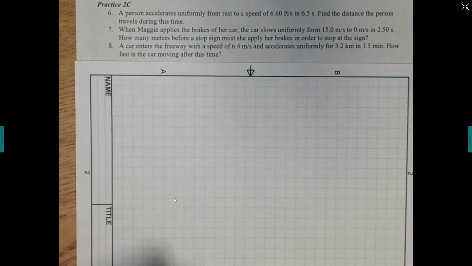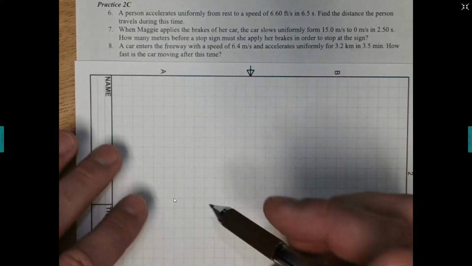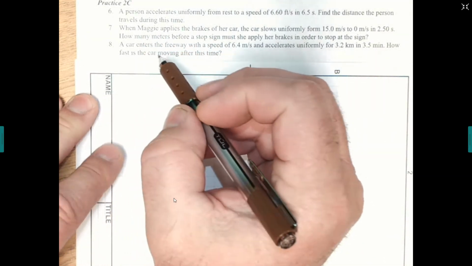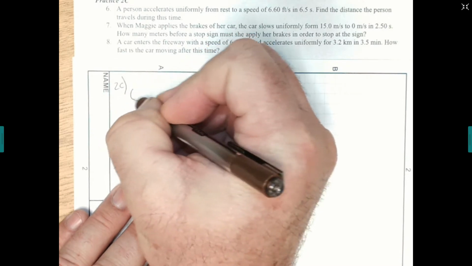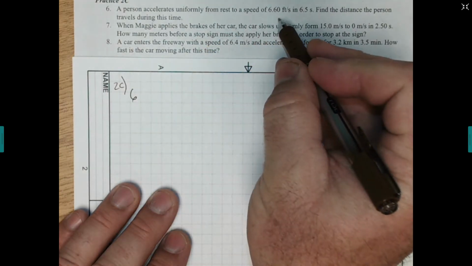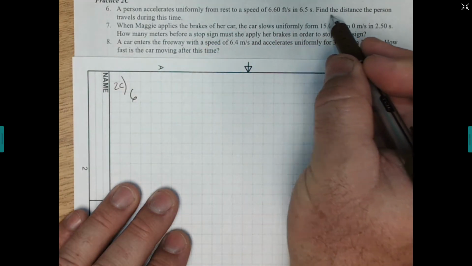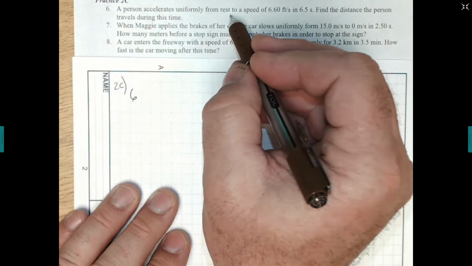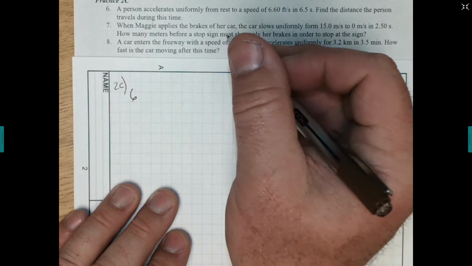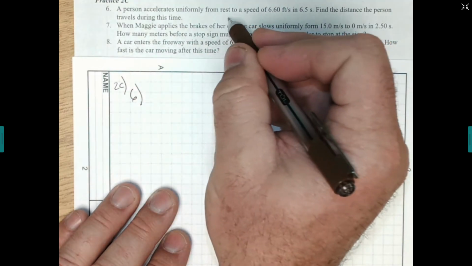Okay, we're going to continue with our one-dimensional motion worksheet. We're on 2C, number 6 through 8. For this one, we have a person accelerating uniformly from rest to a speed of 6.6 feet per second in 6.5 seconds. Find the distance the person travels during this time. So they're accelerating uniformly from rest. From rest, it doesn't give you a number, but we know from rest means we're not moving.